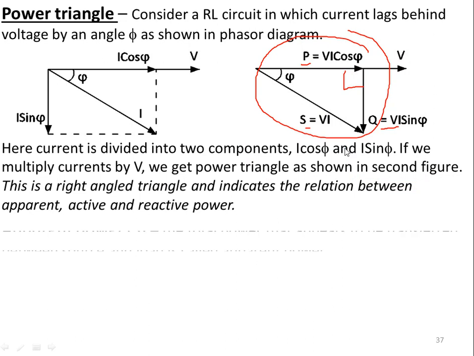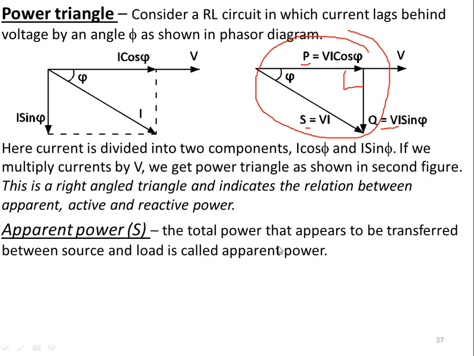First one, apparent power. The total power that appears to be transferred between the source and the load is known as apparent power. Or in other words, the power generated by the source is known as apparent power. That apparent power is given by S is equal to Vrms into Irms. Its unit is volt ampere. It is basically the power generated from the source.